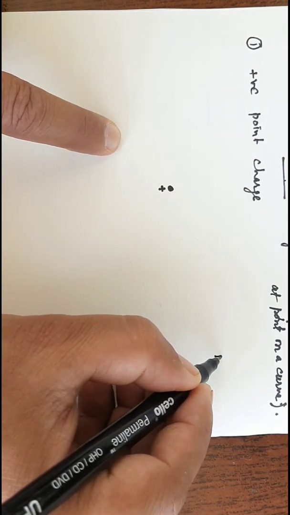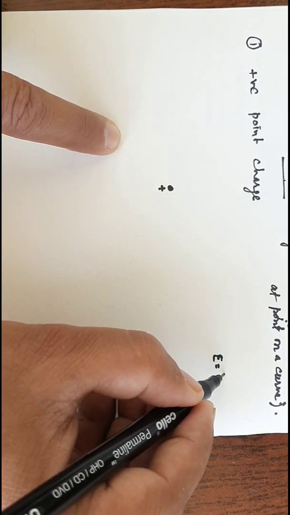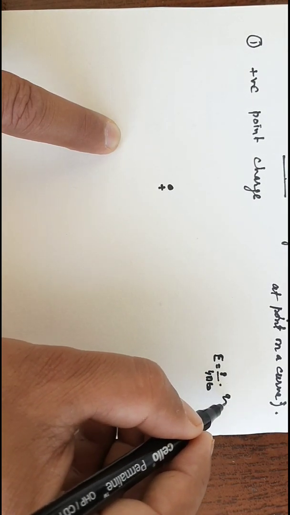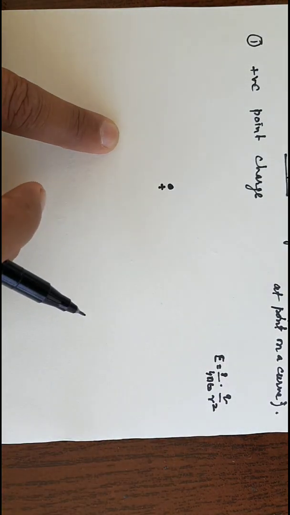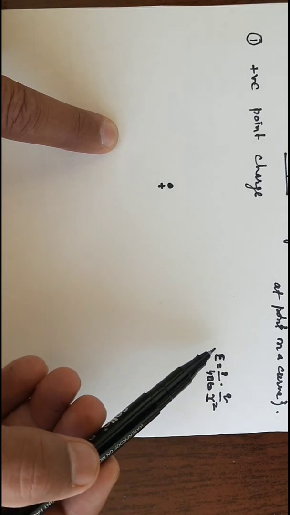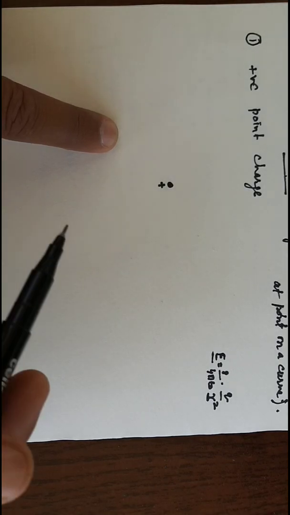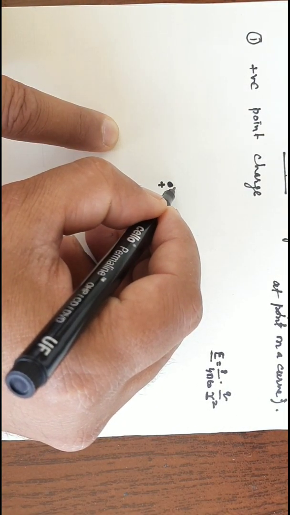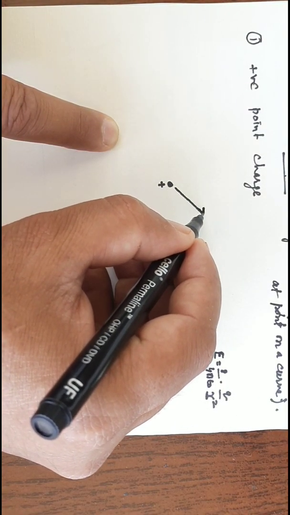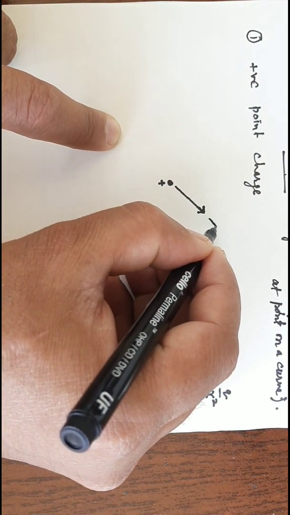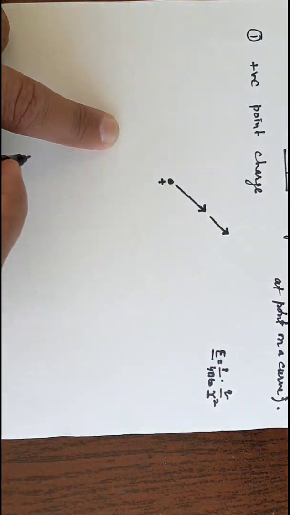As we know that the electric field because of a point charge is 1 upon 4 pi epsilon naught, q divided by r square. So as the distance increases, meaning r increases, the electric field will decrease. So to represent the electric field, the length of the vector is more nearby this charge. As it moves away, the length of the vector decreases.